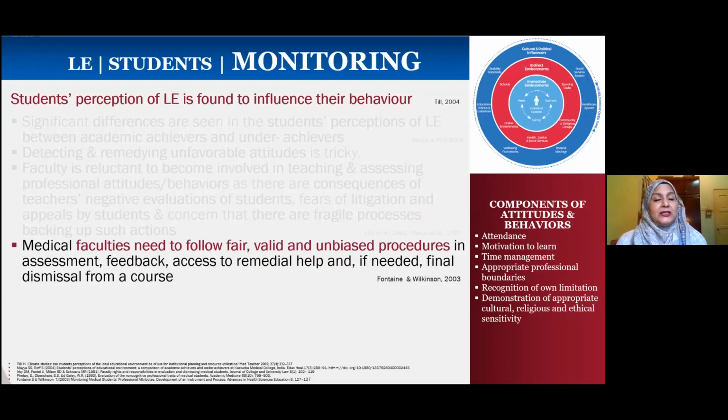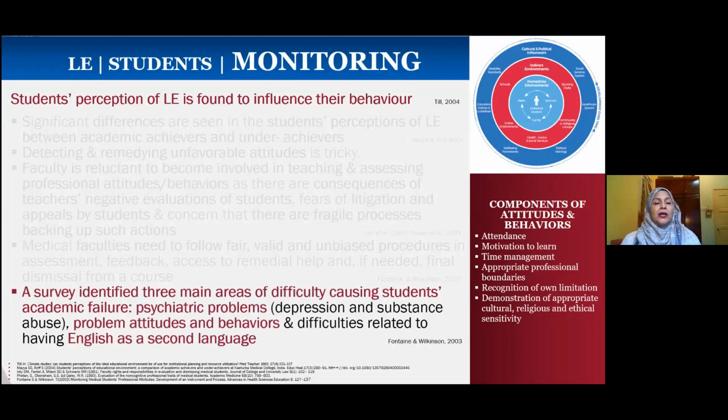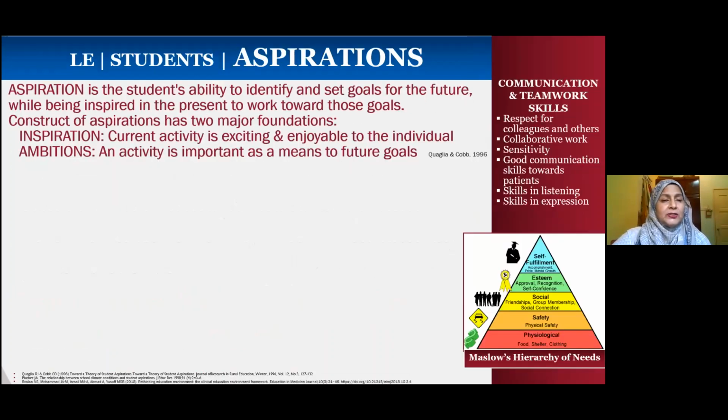The medical faculties need to allow fair, valid, and unbiased procedures in assessment, feedback, access to remedial help, and if needed, the final dismissal of the students from the course. A survey identified 3 main areas of difficulty causing students' academic failure: psychiatric problems, depression, and substance abuse, which is quite common in some places; problem attitudes and behaviors; and difficulties related to having English as a second language. This is again one problem in a few institutes.